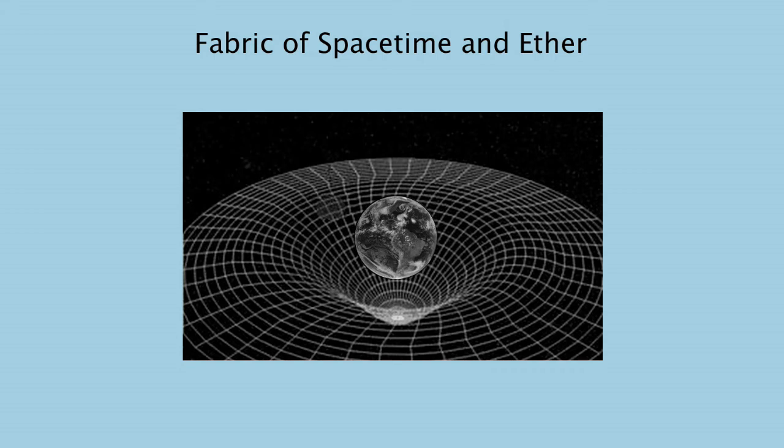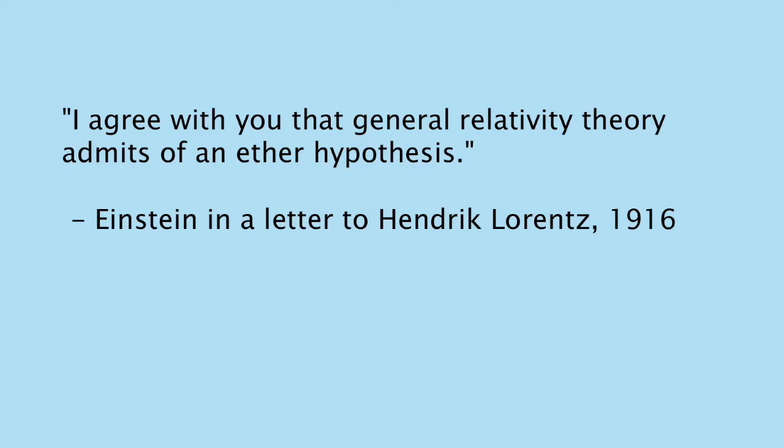What happened was that in Einstein's general relativity, he concluded that the gravitational potentials in his theory characterized the physical qualities of empty space and served as a medium that could transmit disturbances. Einstein began referring to this as a new way to conceive of an ether. In 1916, he wrote to Lorentz, "I agree with you that general relativity theory admits of an ether hypothesis." In a May 1920 lecture in Leiden, Einstein publicly proposed a reincarnation of the ether.